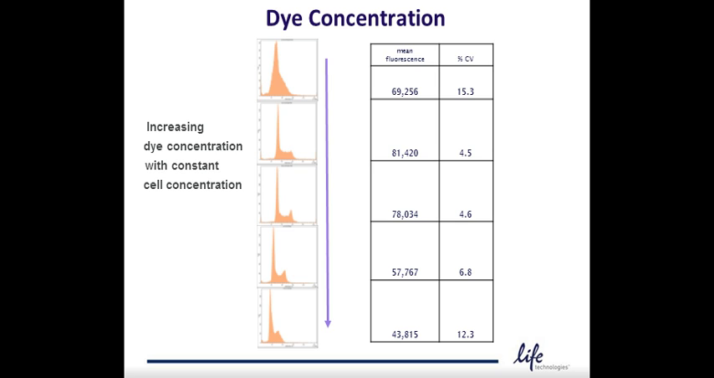The percent CV will increase at non-optimal dye concentration, and the position of the G0, G1 peak will shift. So again, it is especially important within the same experiment to have the same dye concentration in each determination.